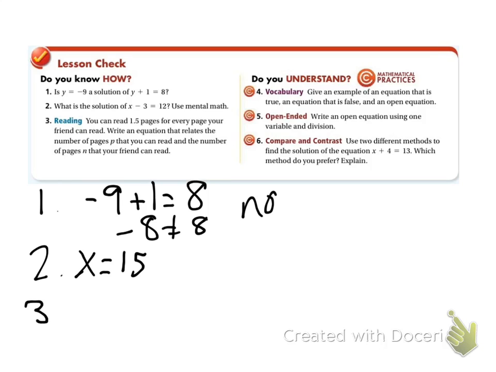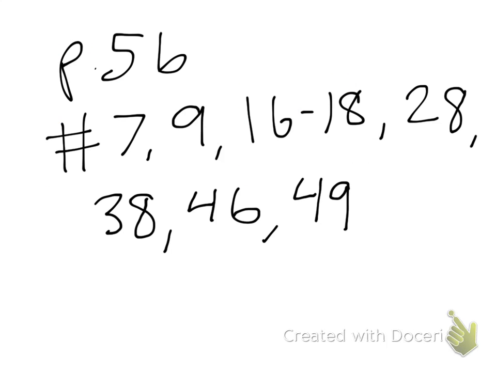Number 3 says you can read 1.5 pages for every page your friend can read. Write an equation that relates the number of pages, p, that you can read, and the number of pages, n, that your friend can read. So p, my number of pages, is 1.5 times my friend's, so times n. And there's your homework.